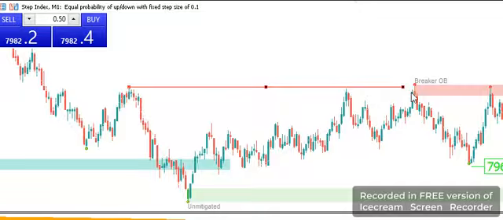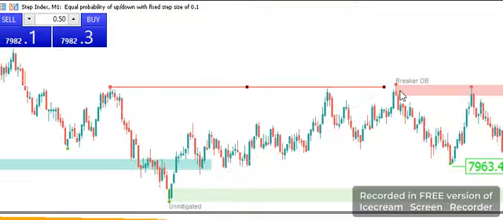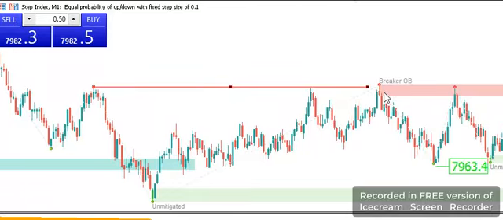And we can see now it will reform another area here. It retouched it back at this particular level. Once it retouches it back at this particular level, then our breaker would be reformed again. This is to tell us that our change of structure has been confirmed. Now what we are looking for is a confirmed fair value gap for us to enter this particular trade.